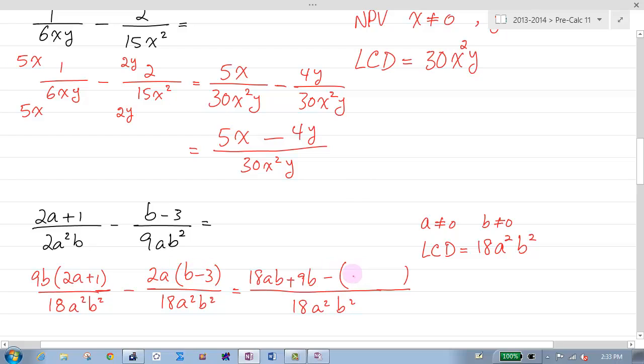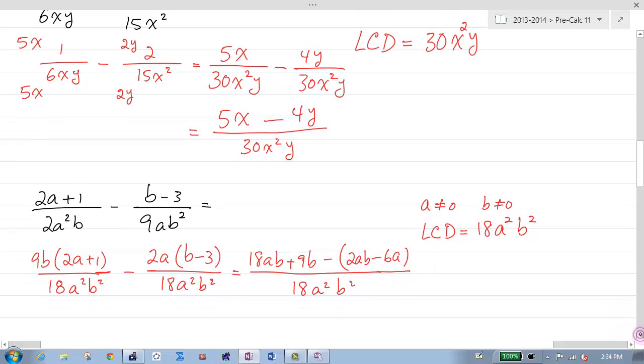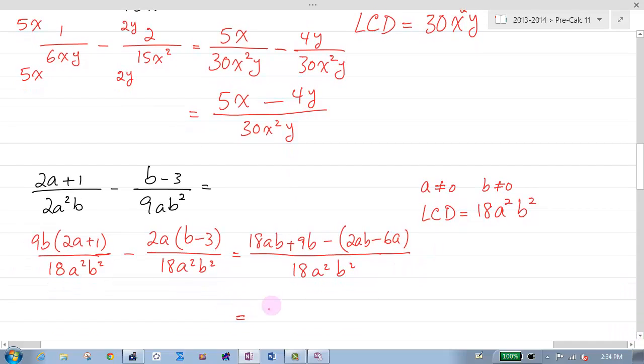So 2a times b is 2ab, and 2a times negative 6 is negative 6a. What's left over in the numerator is negative 1. And what's left over in the denominator is 18ab. So this is the most simplified form of this multiplication, and that applies to both of these rational expressions in the brackets.